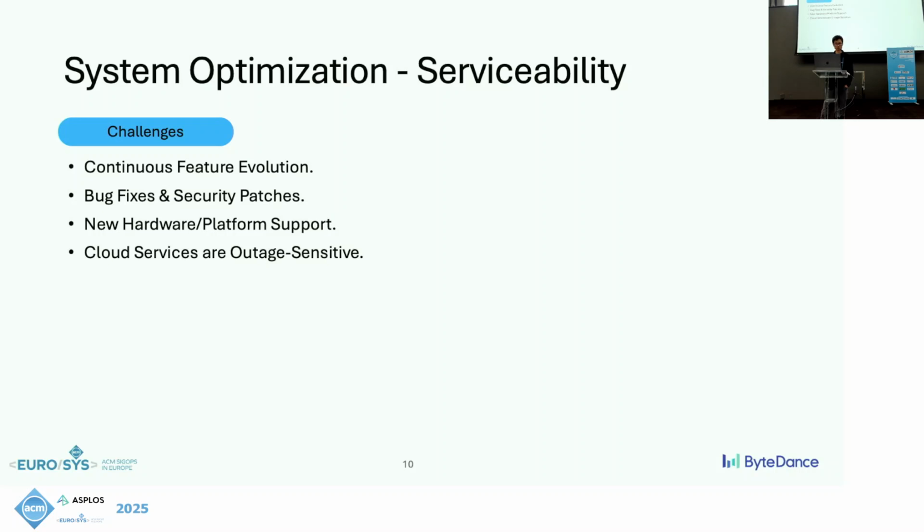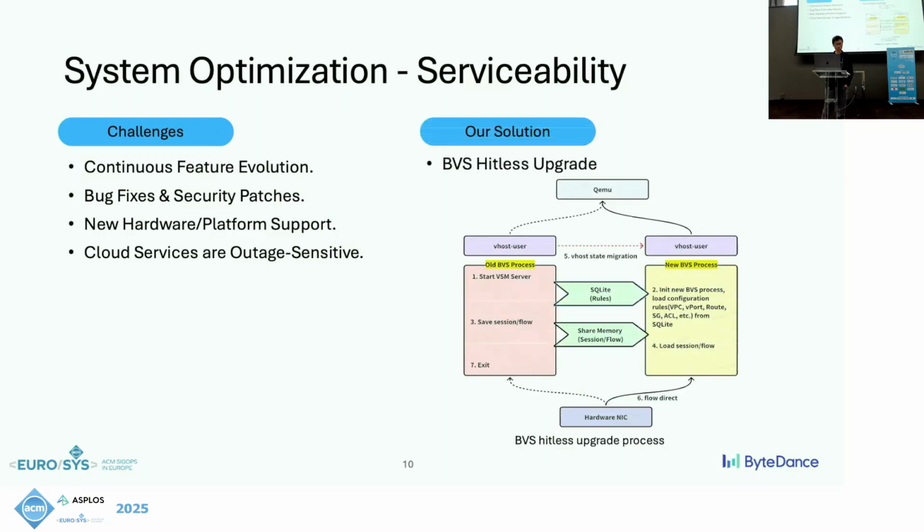Not something we just do for research purposes. So we need an approach for us to continue evolving our features, to do software upgrades and introduce new hardware and new platforms, right? Because cloud services are very sensitive to outages. We need to figure out a way to continue the service. So basically, we introduce the BVS headless upgrade. We take a dual-process method.